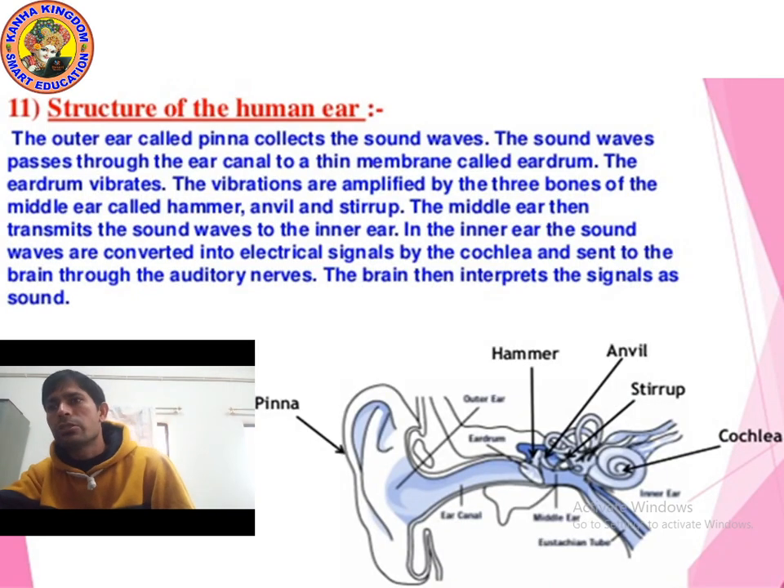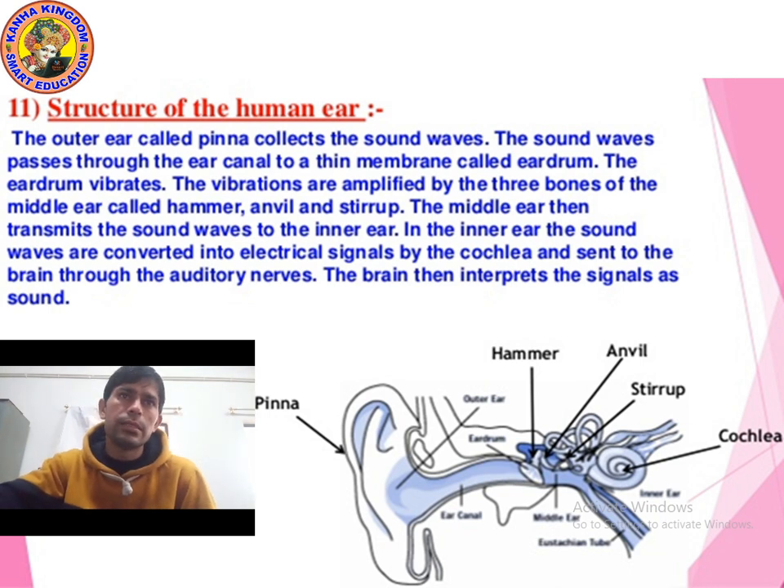So this is the structure of the human ear, as you can see. I think you cannot see it clearly here, but you can check out the diagram in your book, and you can draw it. Okay, practice it. So, structure of the human ear.